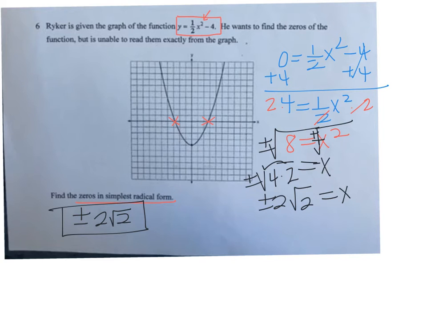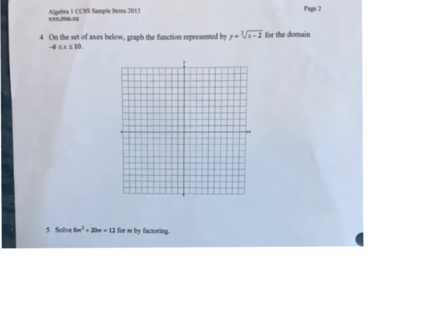Those are the 2 values. Number 4, on the set of axes below, graph the function represented by y is equal to the cubic root of x minus 2 for the domain -6 is less than or equal to x, which is less than or equal to 10. So what I would do if I were you is I would draw a table.